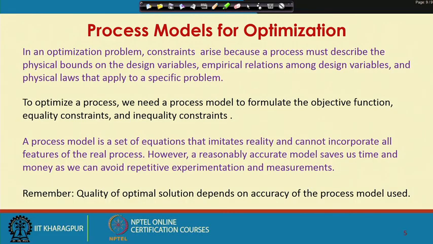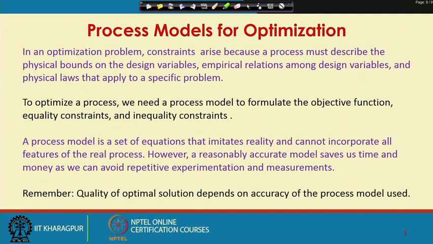And also, for optimization, we would like to have a model which is simple, but we do not want to compromise much on the accuracy of the prediction made by the model. So, we need a simple model, but reasonably accurate. If the model is very complex, the optimization task may be very difficult. It may be extremely time consuming. So, a reasonably accurate model is required.